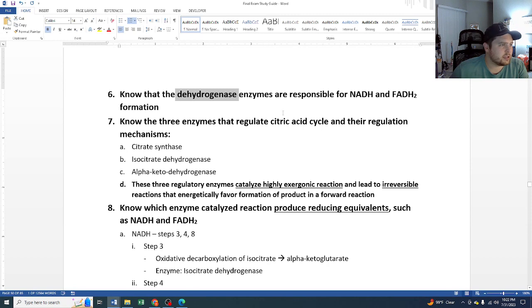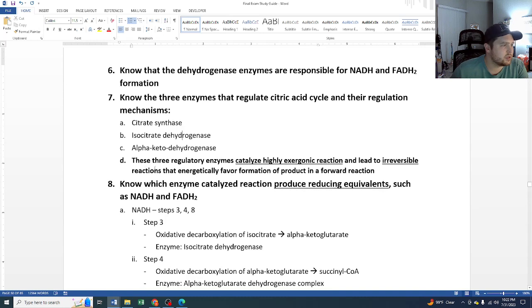The three enzymes that regulate the citric acid cycle and the regulation mechanisms: citrate synthase, isocitrate dehydrogenase, and alpha-ketoglutarate dehydrogenase. These are big ones that we want to remember. These three regulatory enzymes catalyze the highly exergonic reactions and lead to the irreversible reactions that energetically favor formation of a product in the forward reaction. So just like in glycolysis, these are our rate limiting steps and determine how quickly we're going through everything and whether the reaction is continuing or not.